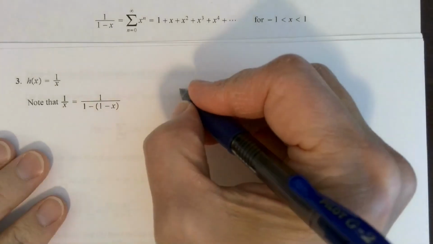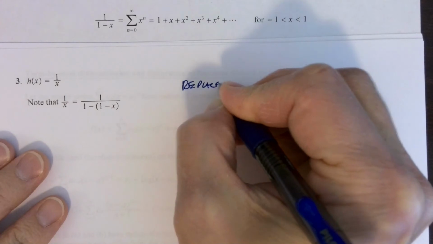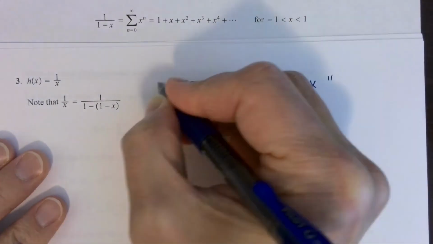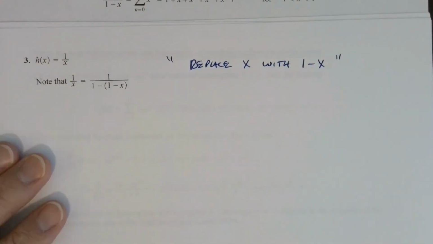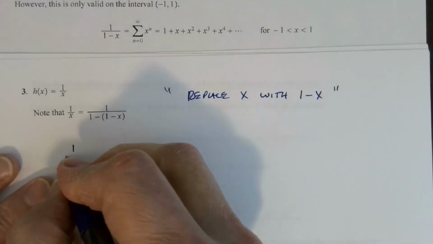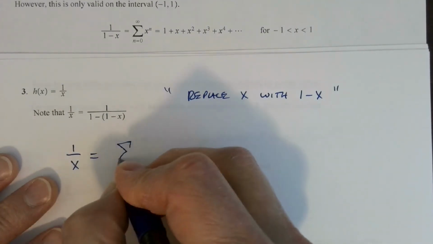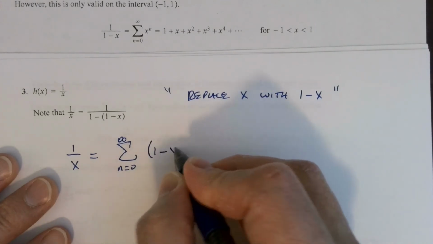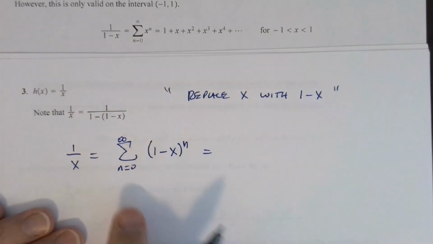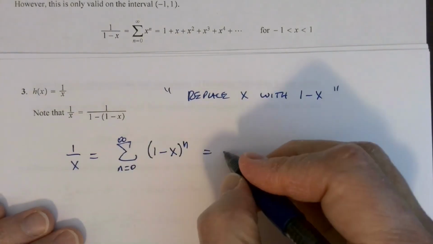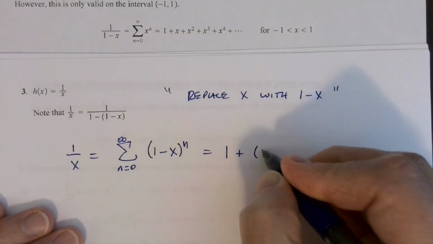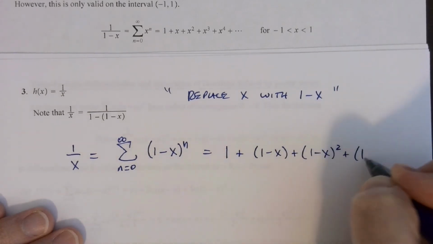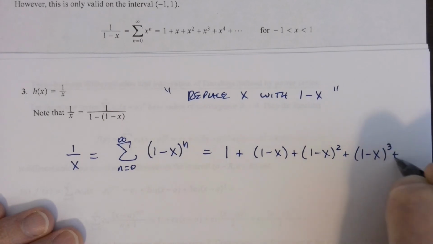And so what are we going to do? We're going to replace x with what? 1 minus x. There we go. And so 1 over x is equal to the sum from n equals 0 to infinity, replacing x with 1 minus x. Write out some terms of this series that we're adding up. When n is 0, I get 1. When n is 1, I get 1 minus x. When n is 2, I get 1 minus x squared, 1 minus x cubed, and so on.